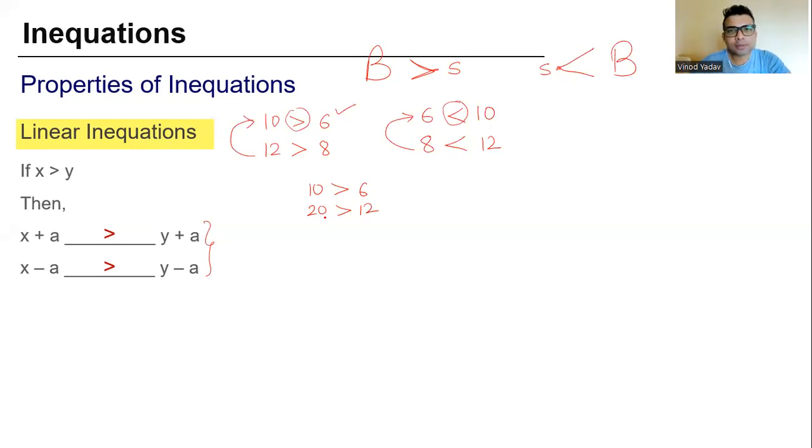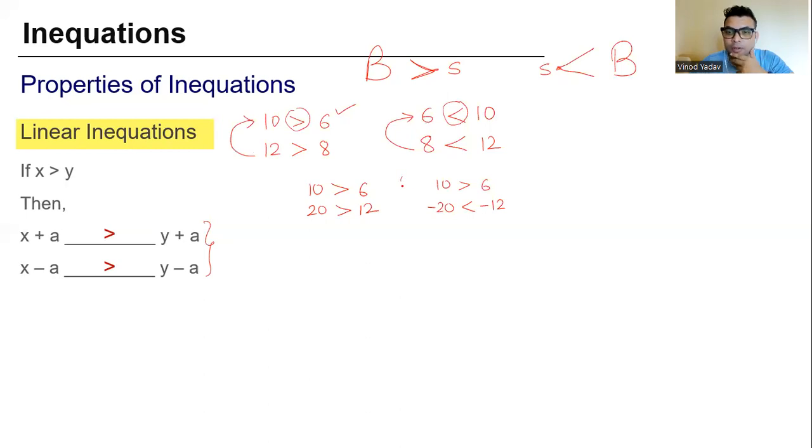But hold on. I just multiplied with positive 2, right? What if I multiply by negative 2? So 10 more than 6, times negative 2, gives minus 20 and negative 12. Now which one is bigger? Come on. What do you feel? Which one is bigger? Yes. Now minus 12 is bigger. Of course. What does this mean? Here the inequality symbol changed.